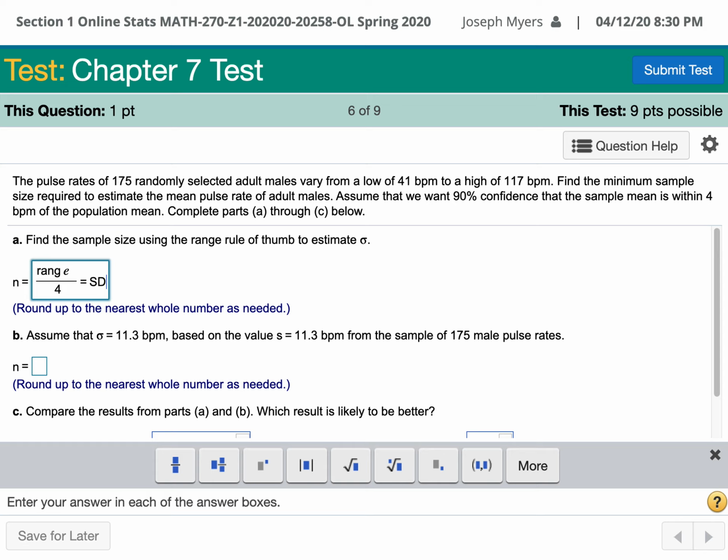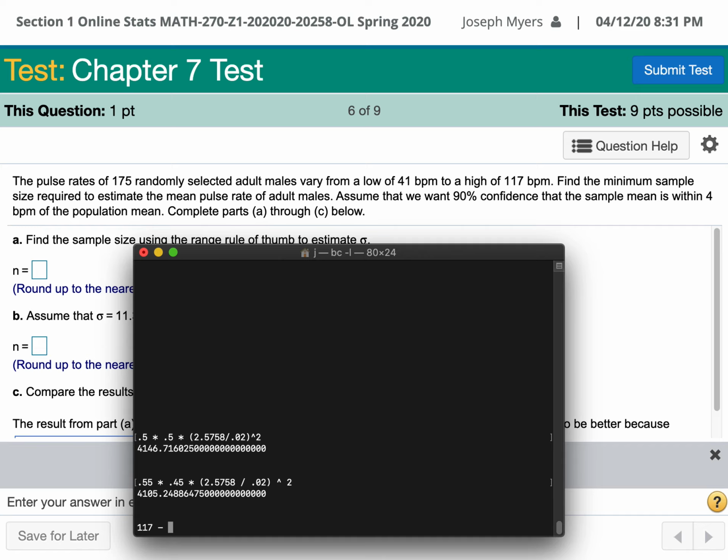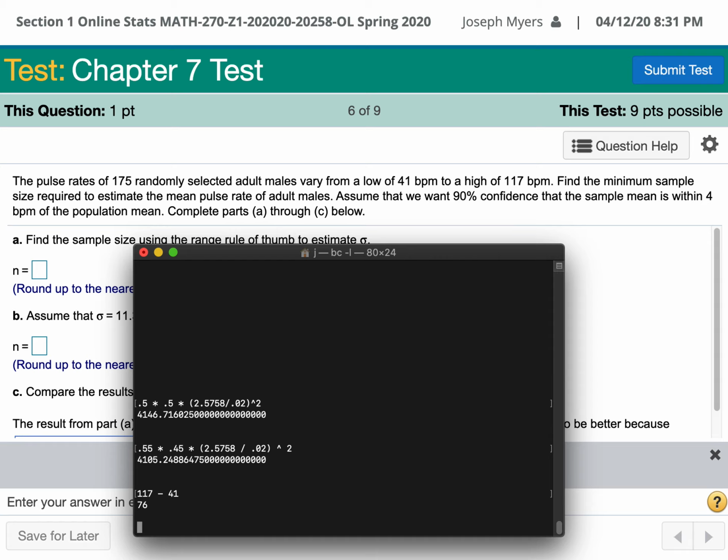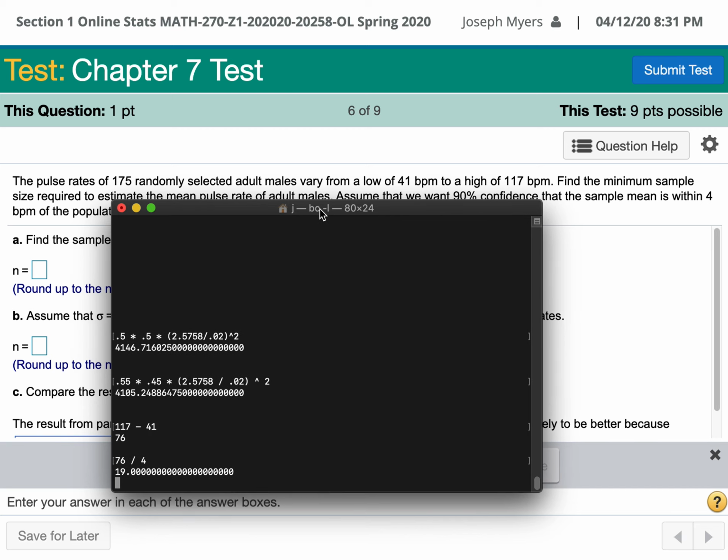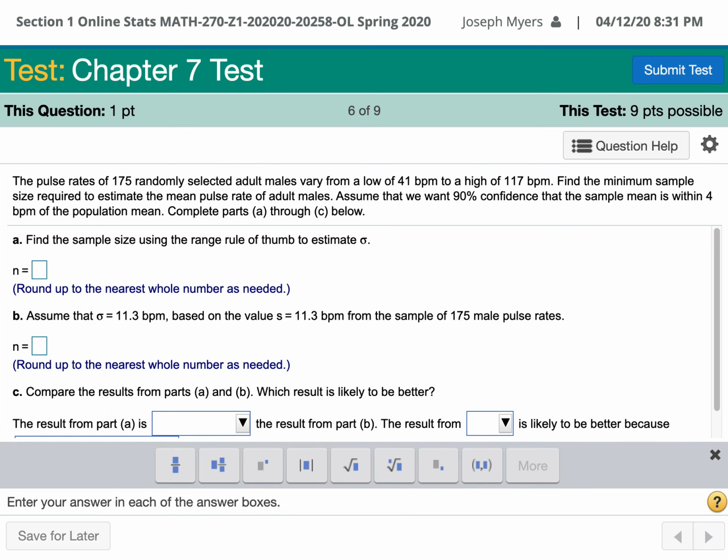So the range is equal to a high of 117 minus a low of 41. So the range is 76. And then 76 divided by 4 is exactly 19. So based on that rule of thumb, the range divided by 4 is approximately the standard deviation. So we'll just get 19. Okay, perfect.